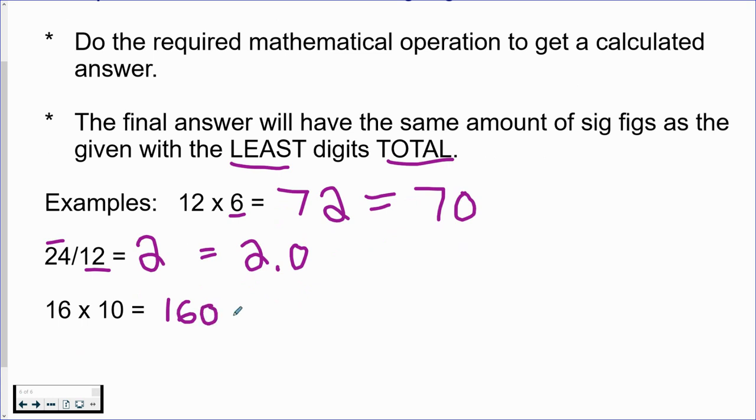On the final answer, you get 160. Now, this, I will be honest, can be a little bit tricky because 16 has 2. How many does 10? 10 only has 1 SigFig. So my final answer can have 1 SigFig. Okay, so with that, you'll round up the 1 to make it 200 without a decimal place.